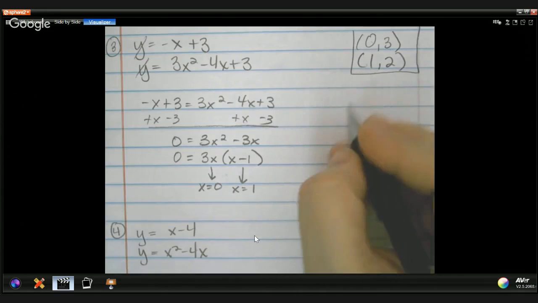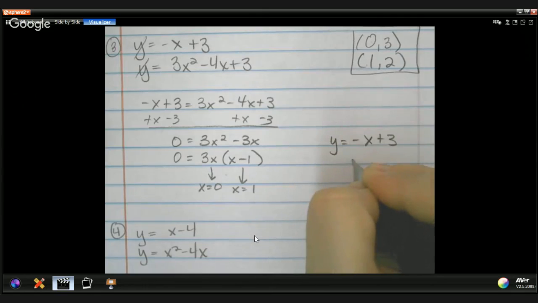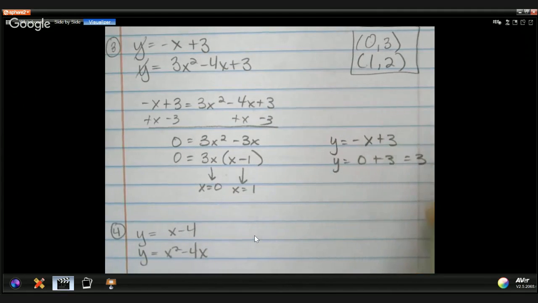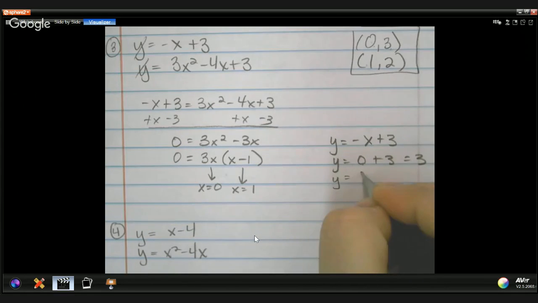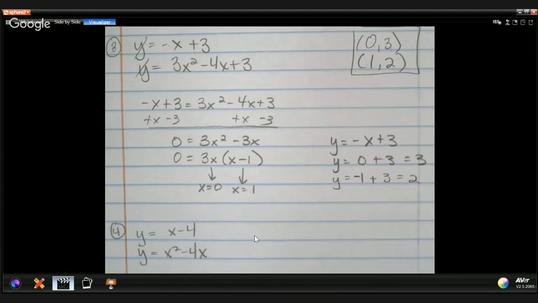Well, again, I'm just going to plug it into this nice equation here. So it'll be y equals 0 plus 3, so 0 is paired with 3, or y equals 1 plus -1, because there's a negative there, plus 3, which is 2. And so that's where that comes from. So again, you could graph them by hand or by the calculator, or you can use substitution.